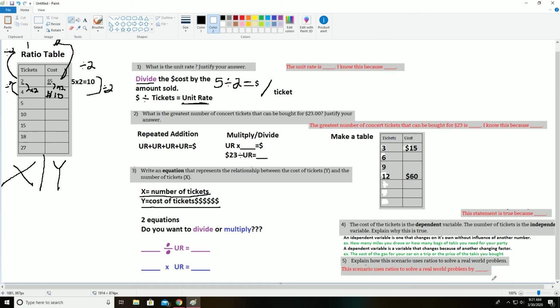There's vocabulary words throughout this. There's dependent variable, independent variable, the word variable itself, ratio, ratio table. We have repeated addition, multiply, divide, table, equation. There's lots of vocabulary already in here. So just go through here and look if you need some math vocabulary to help you solve this.